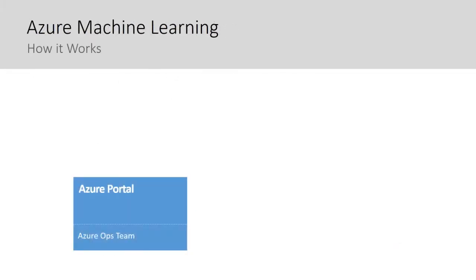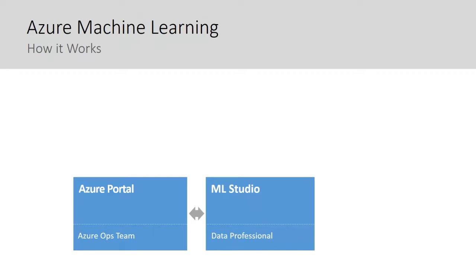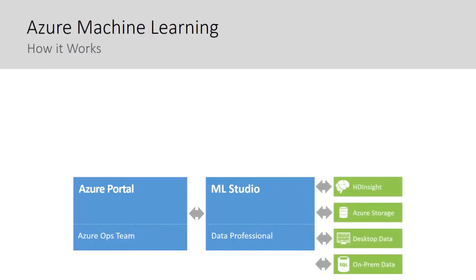How does it work? Well, in the Azure portal, the Azure Ops team can provision an Azure Machine Learning workspace. Then, using the browser-based ML Studio, data professionals can create experiments and can also train from different sources of data.